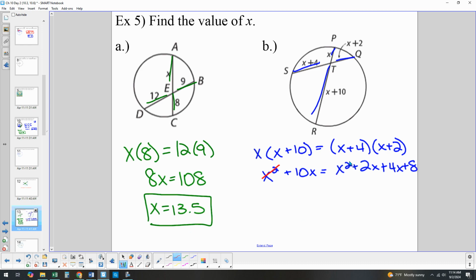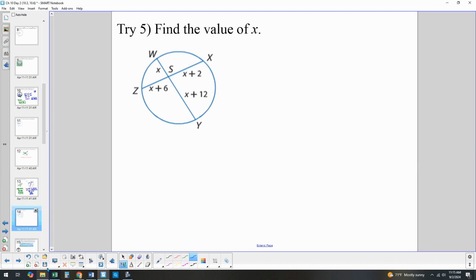Really nice. Our x squareds on this one are going to cancel out. So we have 10x equals 6x plus 8. So 4x equals 8 and x equals 2. So here's some for you to try. Pause. Answers posted online.